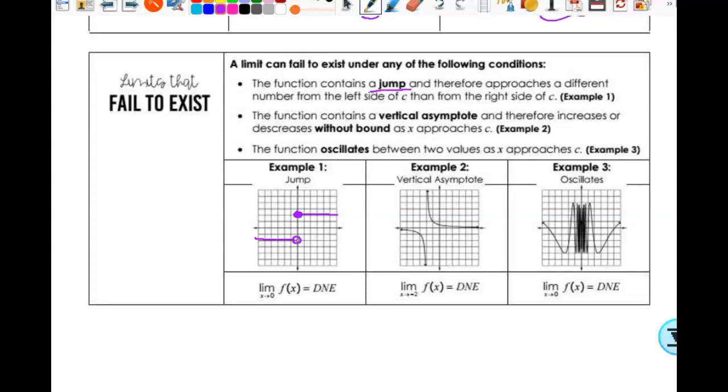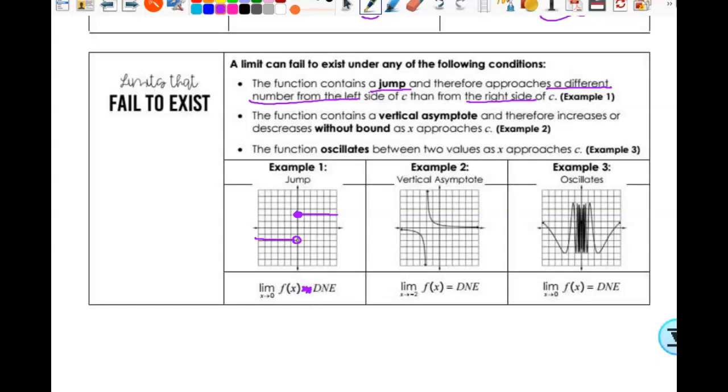If I have that, then it's going to approach a different number from the left than from the right. And since it's different from the left and the right, that's why it fails to exist. What is the function? So the limit as x approaches 0 does not exist, and we can't say equals does not exist. It just does not exist.